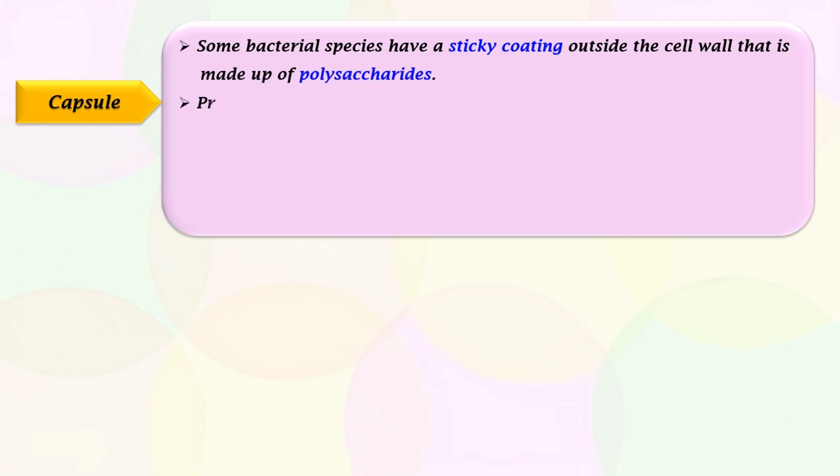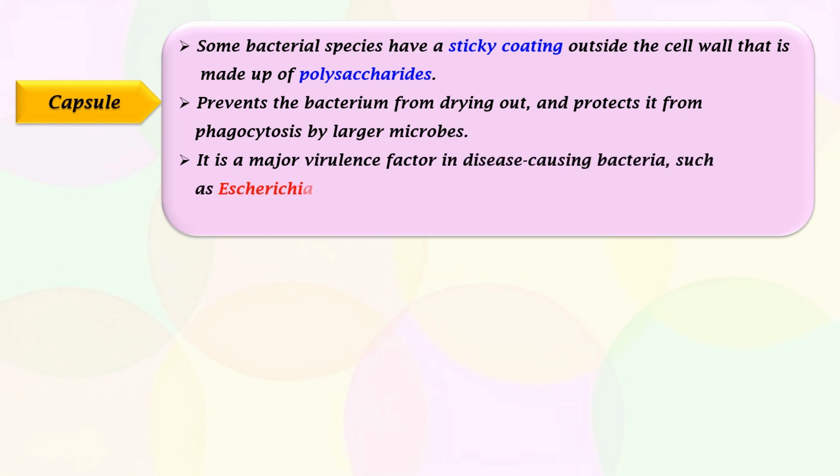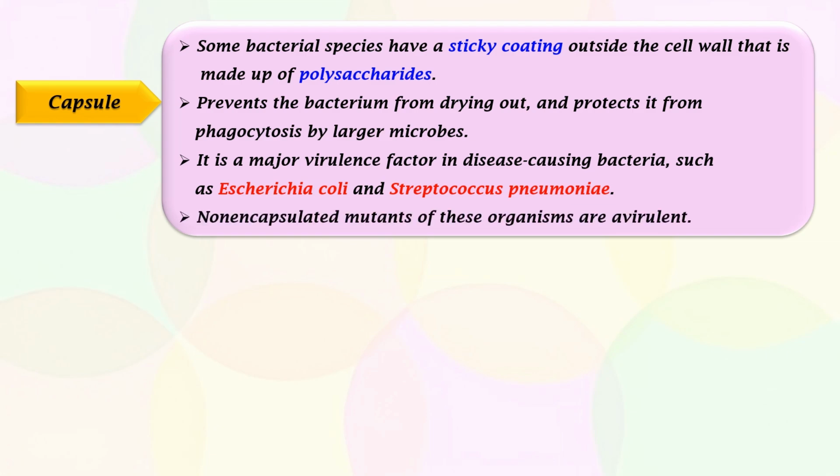Capsule. Some bacterial species have a sticky coating outside the cell wall, called the capsule, which is made up of polysaccharides. It prevents the bacterium from dehydration and protects it from phagocytosis by larger microbes. It is a major virulence factor in disease-causing bacteria, such as Escherichia coli and Streptococcus pneumoniae. Non-encapsulated mutants of these organisms are avirulent, that is, they do not cause disease.